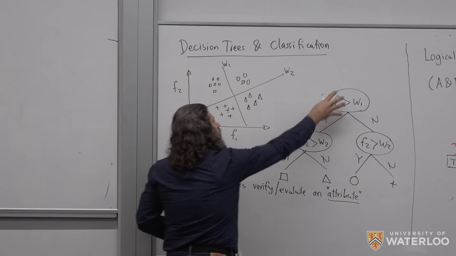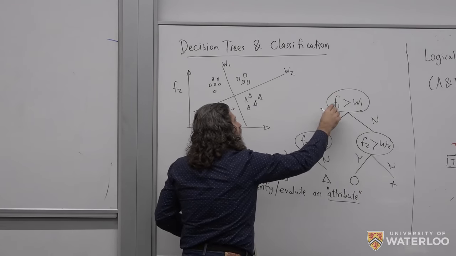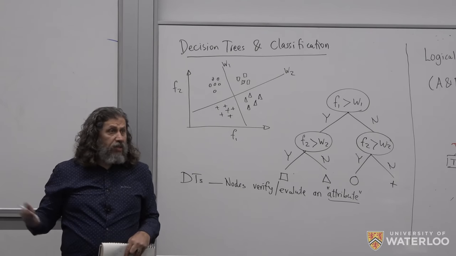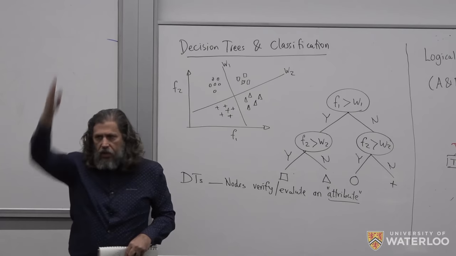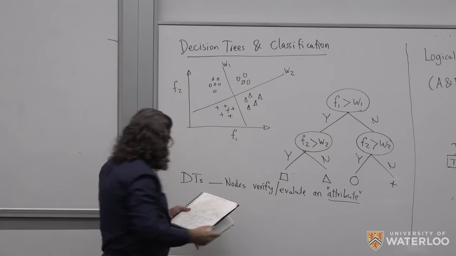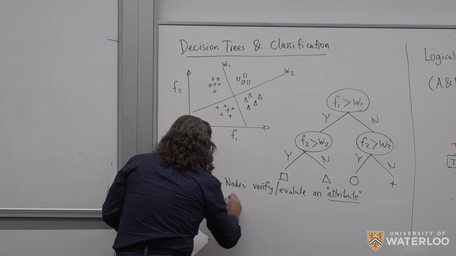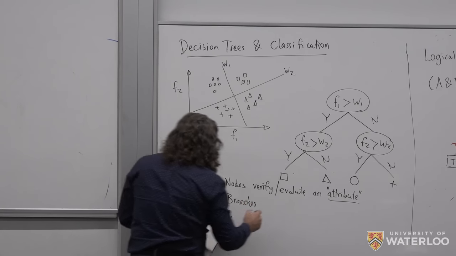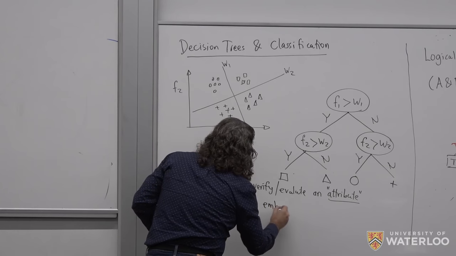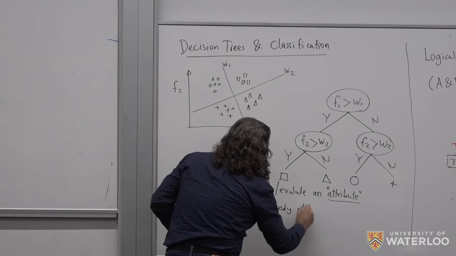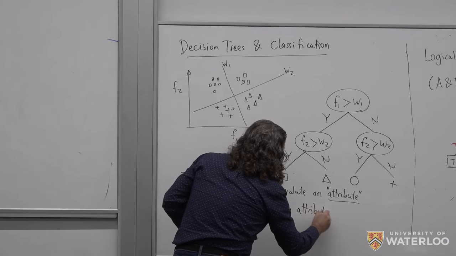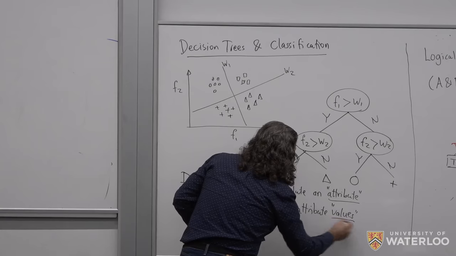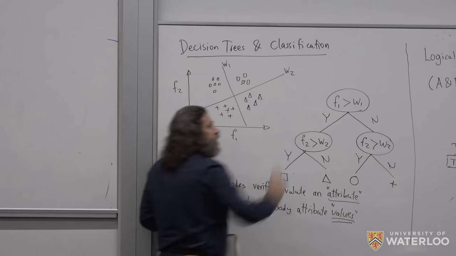So we have nodes. These nodes evaluate or verify attributes. Look at the attributes. What are attributes? Your features, the columns of your data. Then they have branches that embody attribute values. So the branches look at the values.